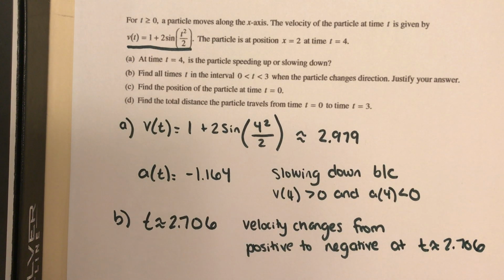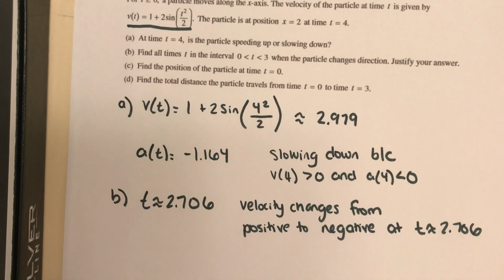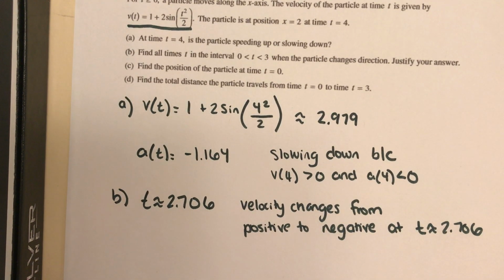And I don't think they have any labels, so it's not seconds or minutes. So yeah, we're just going to leave it as 2.706. Okay, part C, find the position of the particle at time t equals 0.